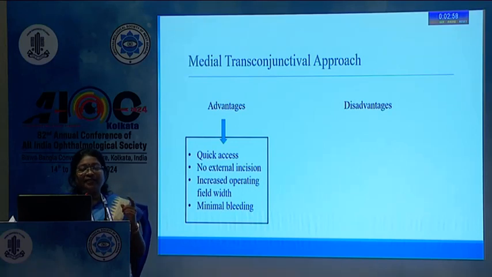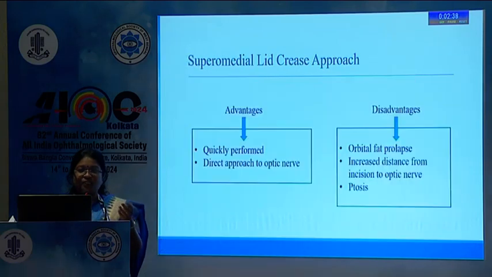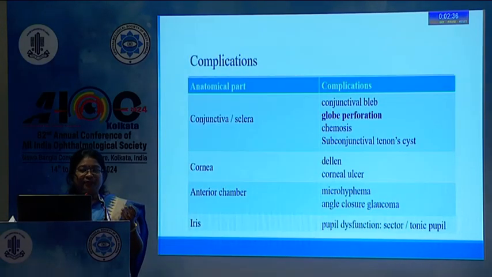And the only advantage of a medial transconjunctival approach is it's a quick access. You don't need to have an external incision, and there is an increased operating field. But I can say one thing: there's a lot of fat prolapse, which I had experienced. So identifying the optic nerve may be really difficult in a medial conjunctival or any other approach, like the superomedial or lateral orbitotomy approaches, and they have their own complications to a certain extent.